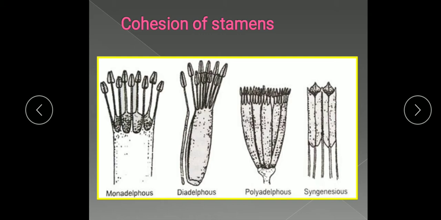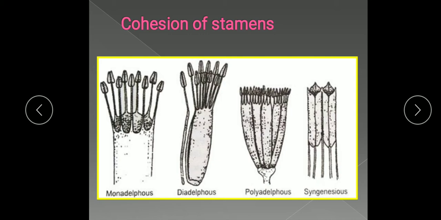The next condition is the syngenesious condition. In the syngenesious condition, what happens? The anthers are united to form a cylinder around the style, and the filaments remain free. For example, sunflower, Helianthus. So the anthers are united to form a cylinder around the style.